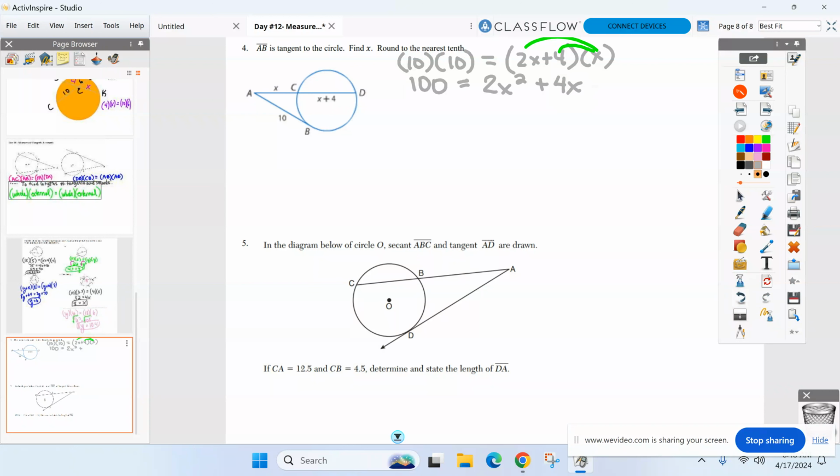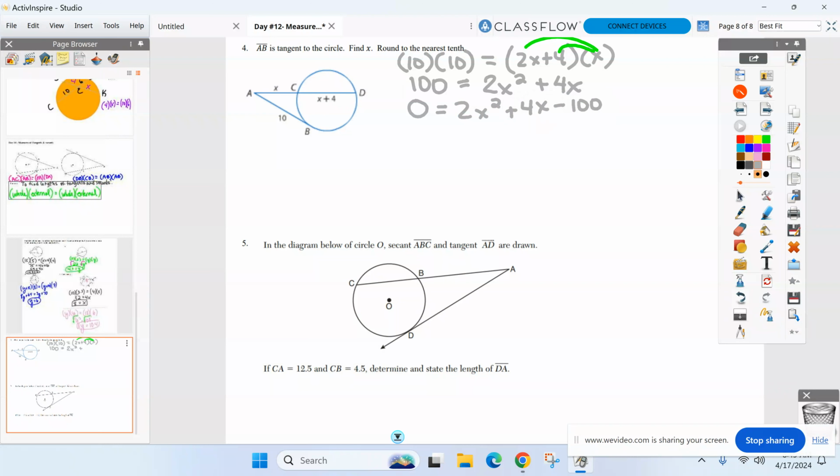What's the deal now? No square rooting, right? Because it's got an x squared and an x. We ran into this problem yesterday when we had an x squared and an x. What's going to end up happening here? Yeah, factoring, but no factoring unless equal to 0. So let's move that 100 over. So 0 equals 2x squared plus 4x minus 100.